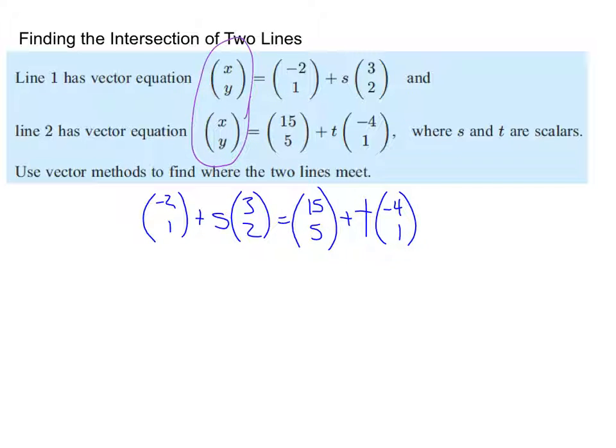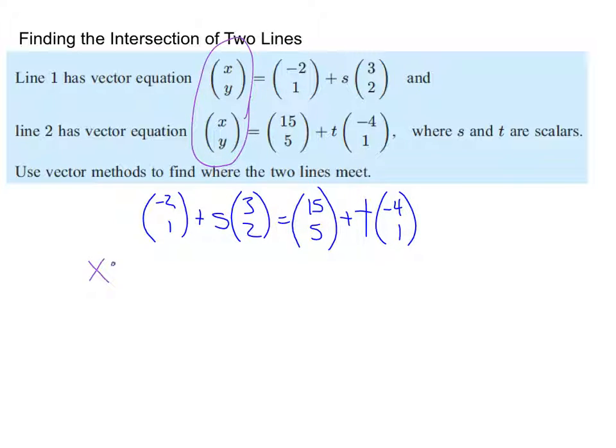So you'll notice that's what I just did here in writing this: negative 2, 1 plus s times 3, 2 equals 15, 5 plus t times negative 4, 1. So we set the two equations equal to each other. You might say, well, that's real nice. Now what? Here's where the parametrics come in. Let's look at this in terms of the parametric equations.